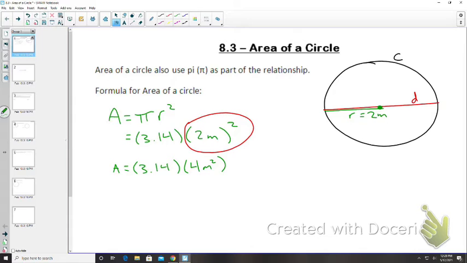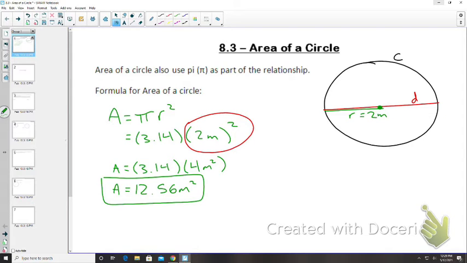Then you calculate your area by multiplying those two numbers. So 3.14 times 4 equals 12.56 meters squared. If you're given the diameter, you can change it to the radius. That's just going to make our lives a little bit easier here.